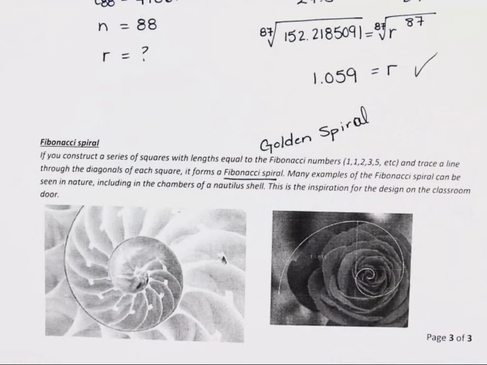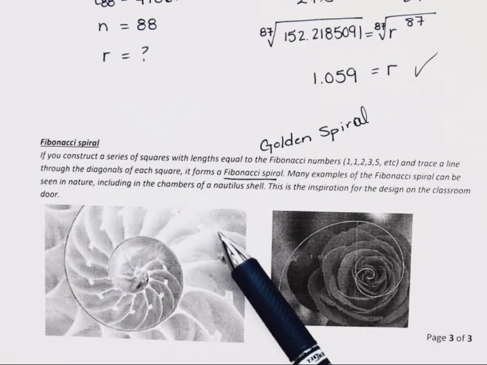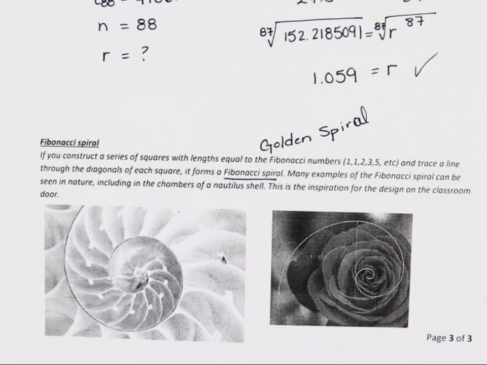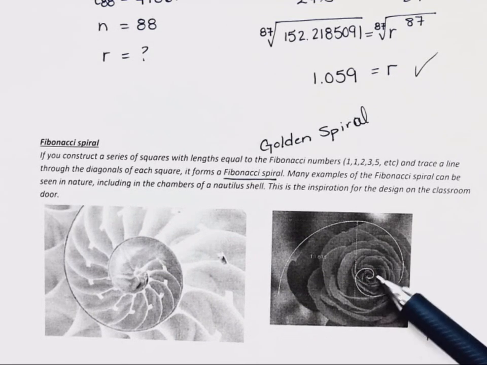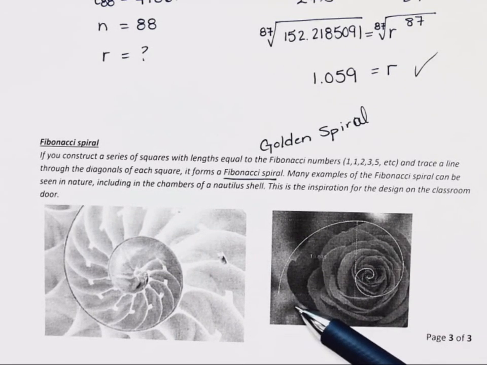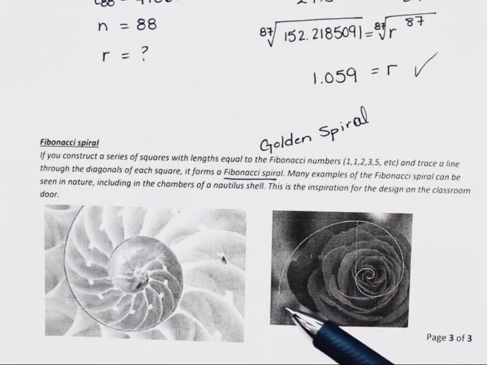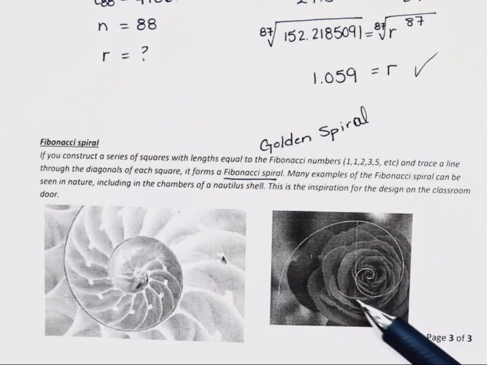So many examples of the Fibonacci spiral can be seen in nature, including the chambers of a nautilus shell, which is right here, that spiral. This is the inspiration for my door. This is what it's based on. It's this golden ratio here. These increasing by this pattern, Fibonacci created this pattern, and it created this beautiful, beautiful spiral. Everything is connected mathematically, and it shows up in nature.